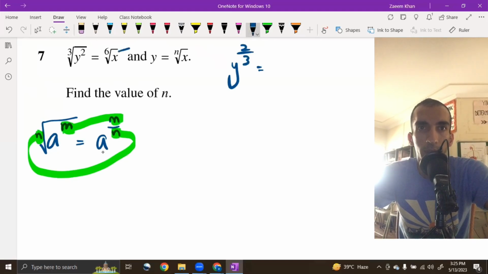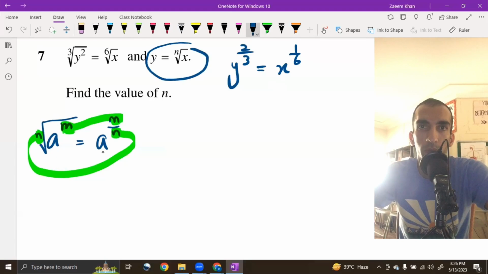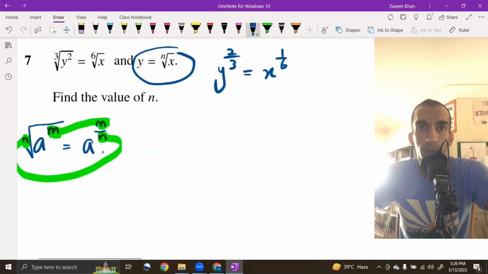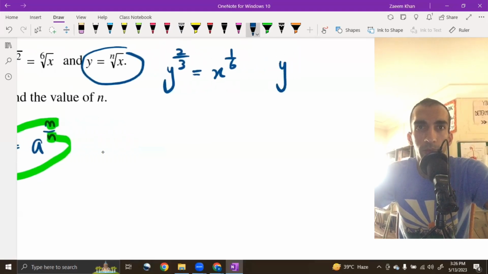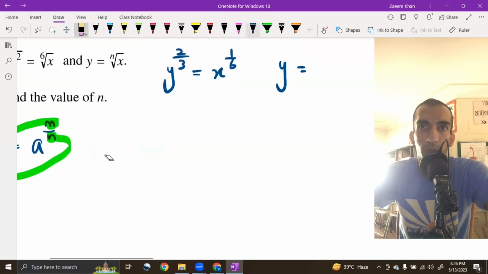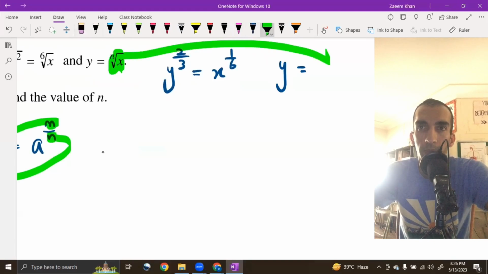What can I write this as? X to the power 1/6. 1 over 6. Now the question says, and y is also equal to this. Let's write that down as well. Y is equal to, what can I rearrange this part of the expression and make it look like in the form of a fractional index? 1/n. 1 over n. Excellent.